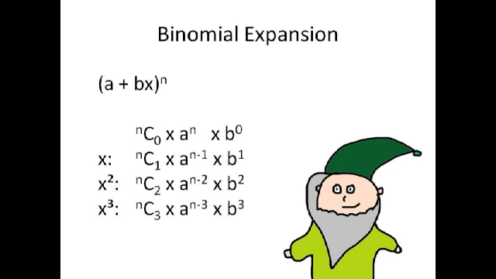Remember, if it asks you to put in order, make sure you get your signs right. So for example, if it was (a minus bx) to the n, you'll have alternate positive and negative numbers for x squared, or x cubed, or x to the 4, or whatever.